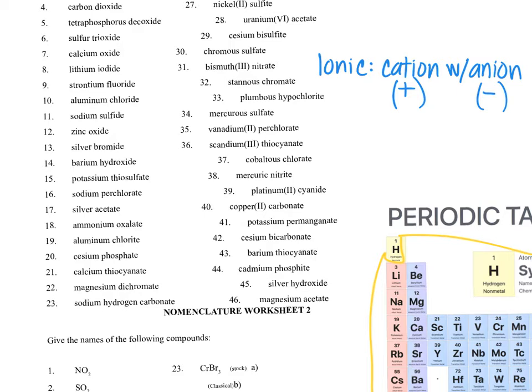So a really easy way to identify what type of compound you're looking at is to identify if the first one is a metal or nonmetal. So I'm going to do about 4 with you, and then I'm going to pause it, fill in the rest of the answers, and then leave it there for you to check. So let's look at number 7.